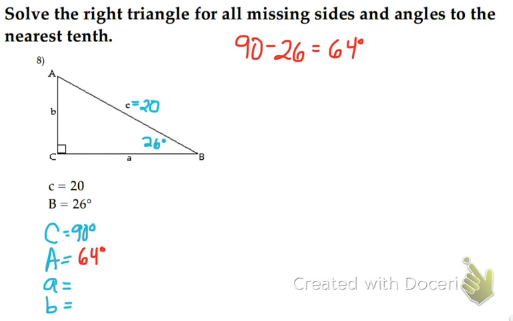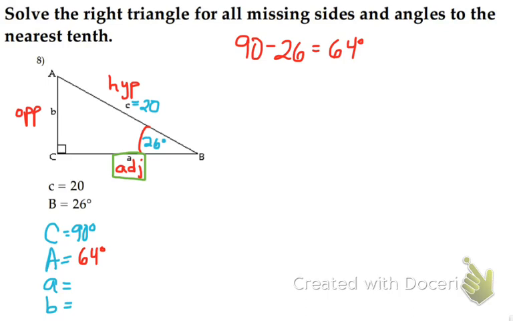Now, how do we get the side lengths? Let's label according to the location of the given angle, angle B, 26 degrees. That makes side length a our adjacent side, and it makes side length b over here our opposite side. So knowing that angle B has a measurement of 26 degrees, and knowing the hypotenuse, side c, has a length of 20, we can use a trig ratio to solve for side length a in this case.